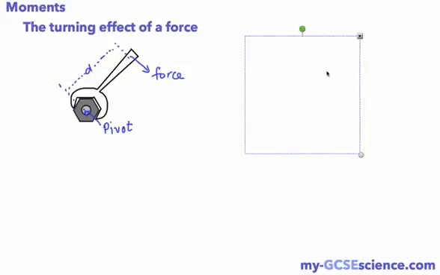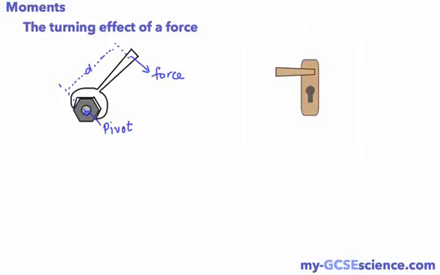Another example that you might see would be something like a door handle. I'm sure you can think of lots of examples yourself. We have the pivot point, which would be around about here, and the force down here, which would cause a turning effect in the anti-clockwise direction. And yet another example would be something like a lever.